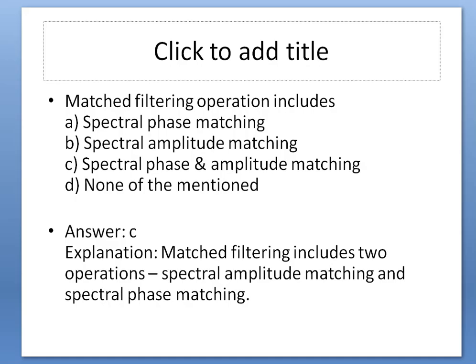Coming to the next bit, matched filtering operation includes spectral phase matching, spectral amplitude matching, spectral phase and amplitude matching, or none of the above. Yes, it is spectral phase and amplitude matching. A matched filter includes two operations, spectral amplitude matching and spectral phase matching. We have to match the amplitude with respect to frequency, and match the phase with respect to frequency. That's why we use a matched filter at the receiver side.